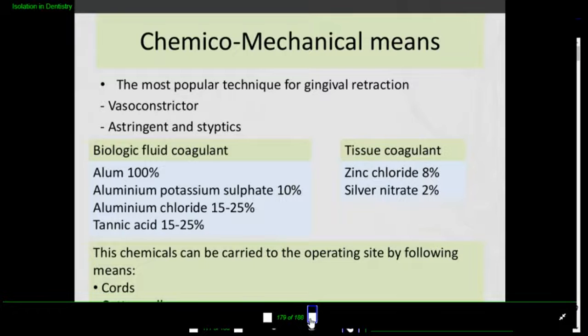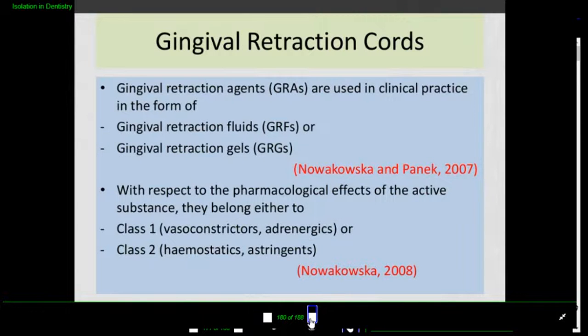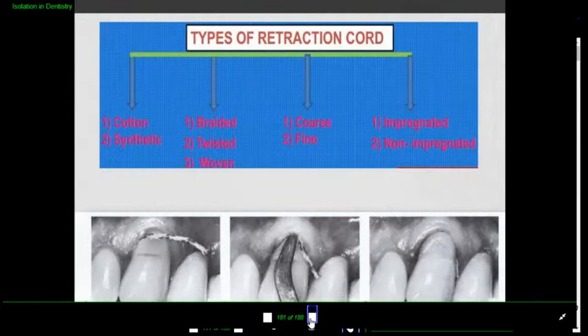Chemical-mechanical means. Gingival retraction cords. Types of retraction cord: coarse, fine, and cotton synthetic.